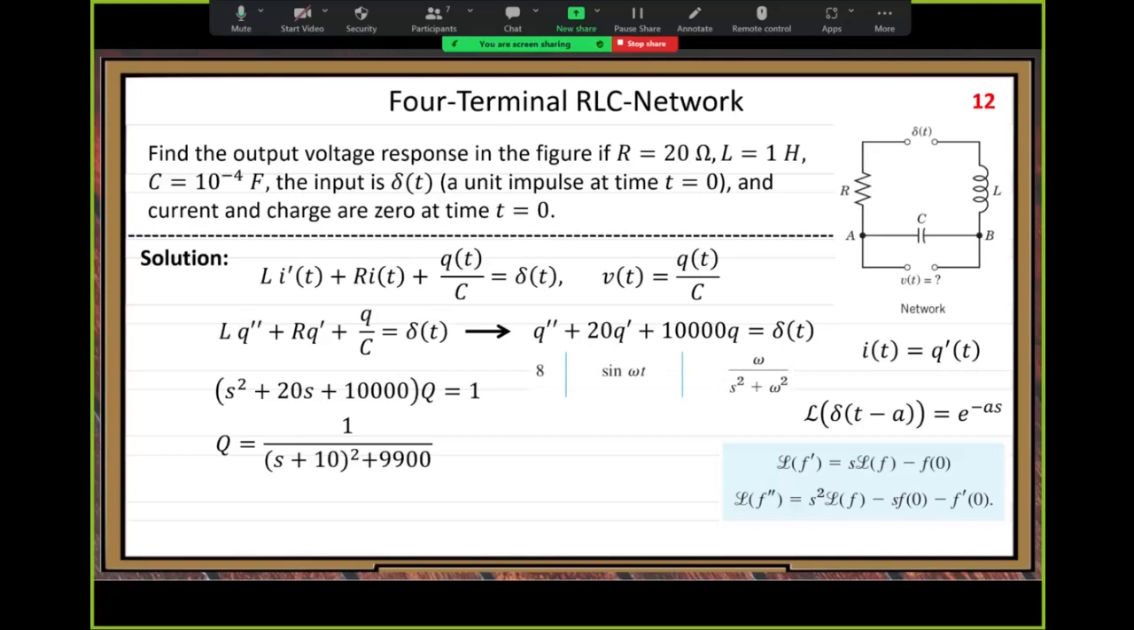First, let's ignore the shift part, the plus 10. Ignore it. Omega is the root of this number, right? So we can write the inverse Laplace transform. For this shift, we use this formula. Capital F, this is capital F, plus 10, minus negative 10, right? So e to the negative 10t times little f of t.